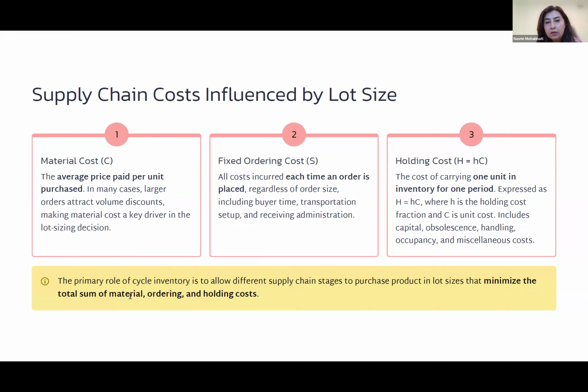Another cost in the system will be fixed ordering cost. So any cost that is incurred each time you're placing an order.